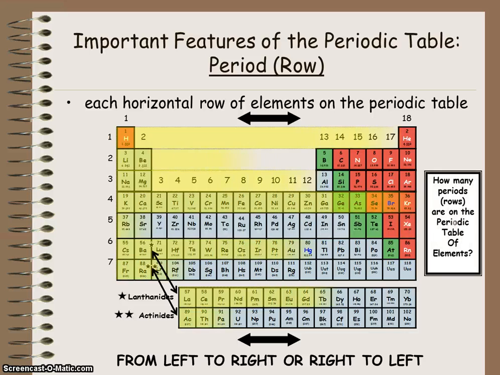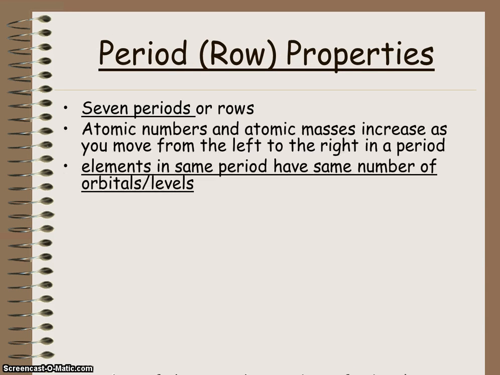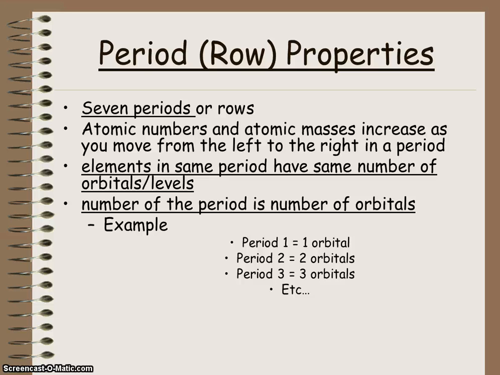All right. So let's talk about the periods. Why are they special? Well, there's 7 of them, like we just said. As you move from left to right, the atomic numbers and atomic masses increase once again. So from top to bottom on the periodic table, atomic masses and atomic numbers increase, and from left to right. So as you move down and as you move from left to right, elements have more protons and they are heavier.